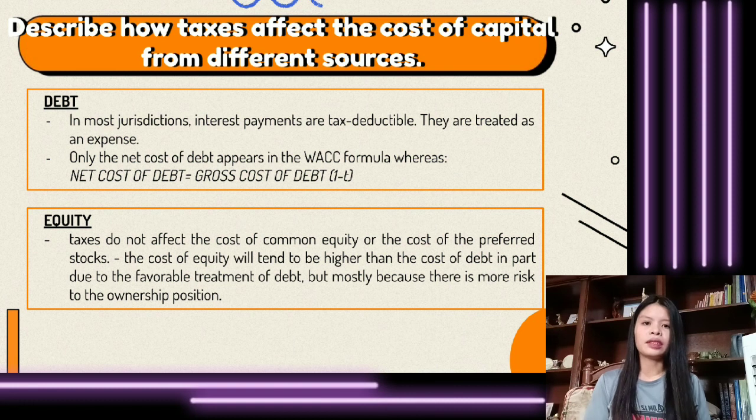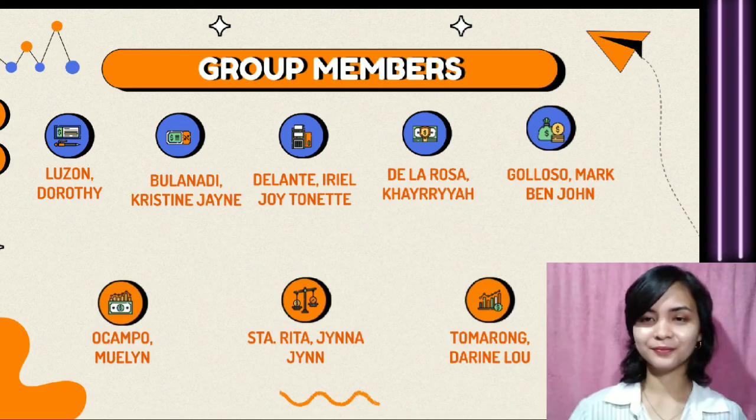The effect of taxes on common equity and preferred stock. Taxes do not affect the cost of common equity or the cost of preferred stock. This is the case because the payments to the owners of these sources of capital, whether in the form of dividend payments or return on capital, are not tax deductible for a company.